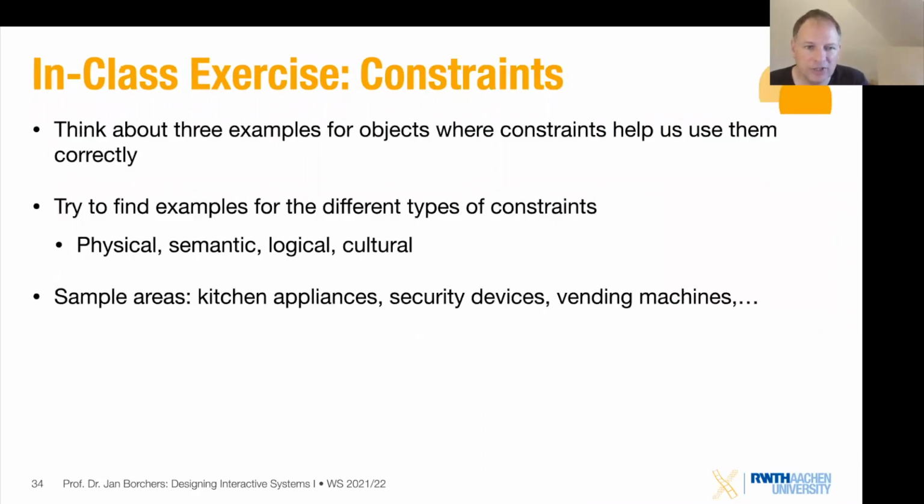So we can think about a couple of constraints examples maybe. Maybe we can just have a couple of call outs here for examples of constraints for everyday objects. You can think about things from your kitchen, but also security devices, vending machines, etc., that all employ constraints. Physical ones are easy to find. The other ones are a little trickier to find. So any ideas? Just raise your hand and we'll hear about them.